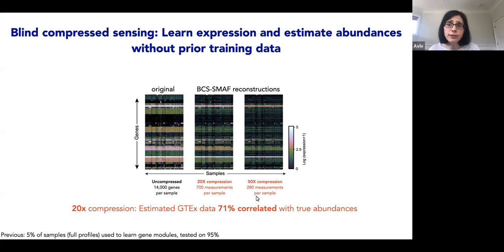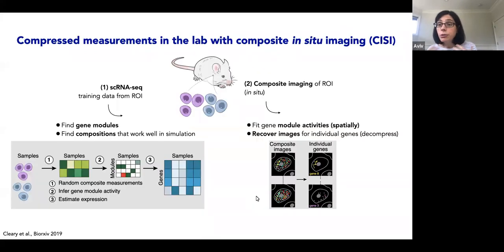But this is all theory, it's all simulation. Would it actually work in practice if we came up with the right kind of lab method? Can we do this in the lab? So we focused on assays that can measure only a small number of individual RNAs. And we came up with a two-step design where we use single-cell RNA-seq data to find gene modules and define compositions.